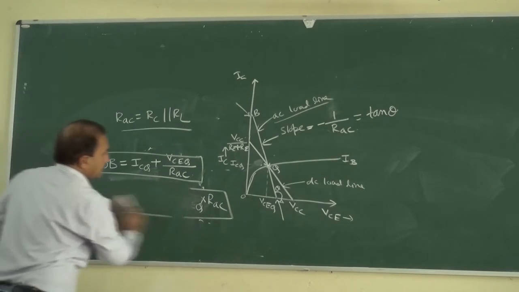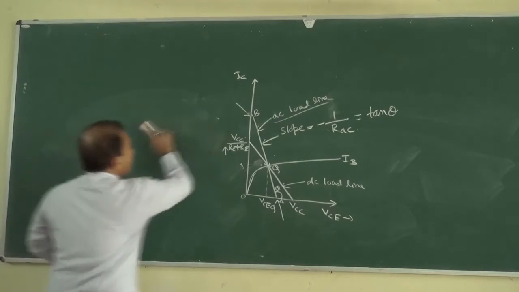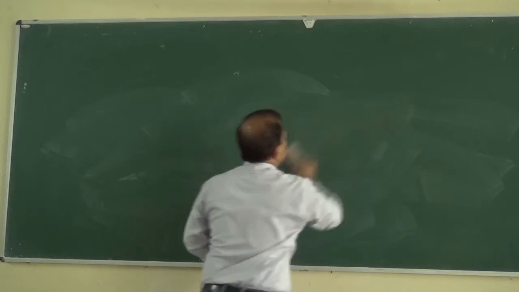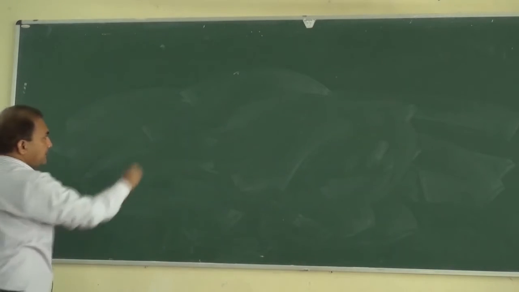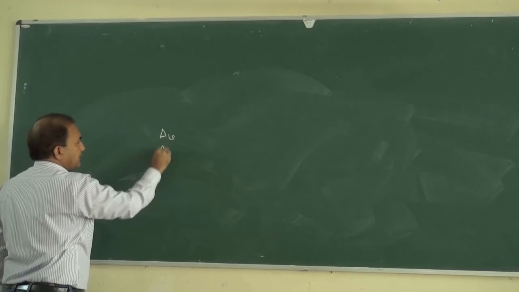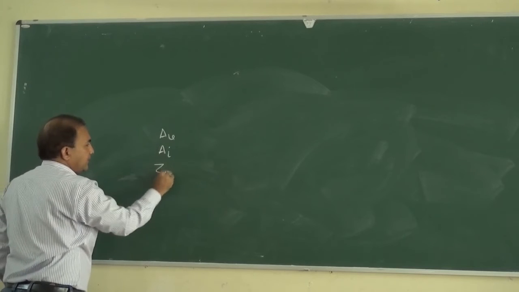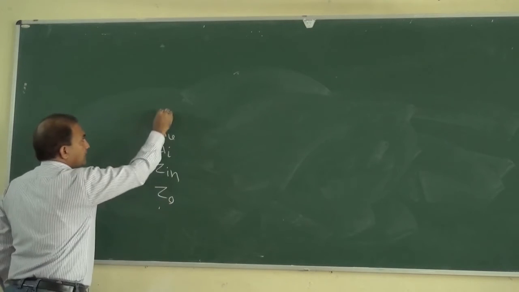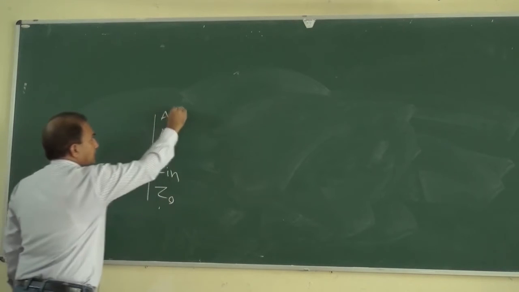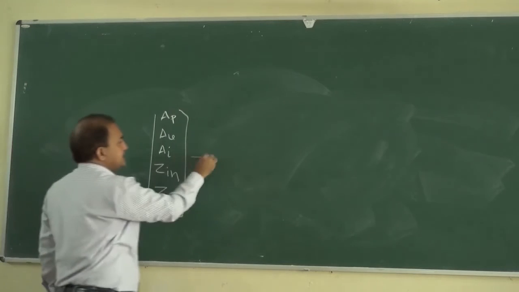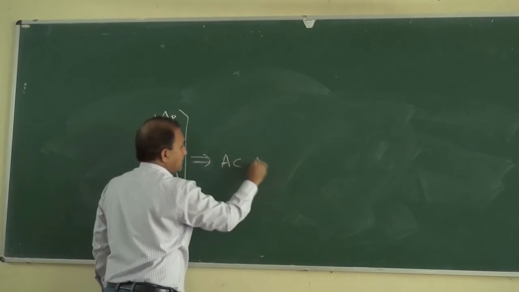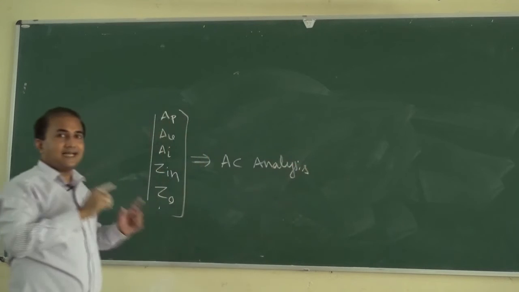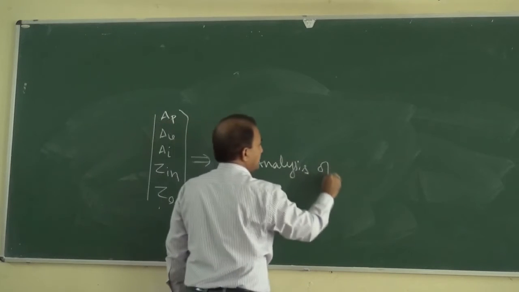So we can determine the voltage gain, the current gain, input resistance, output resistance and power gain by using AC analysis of the amplifier circuit.